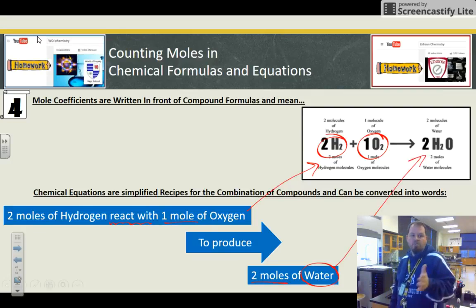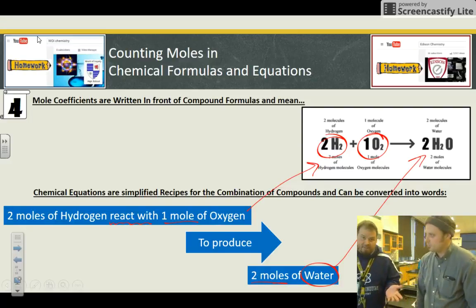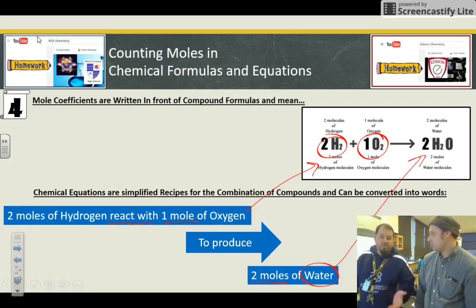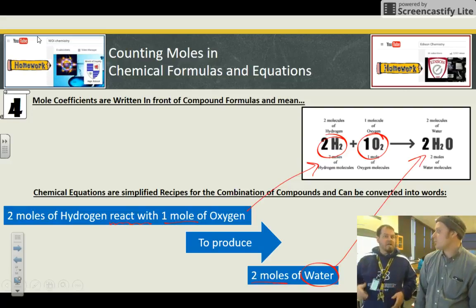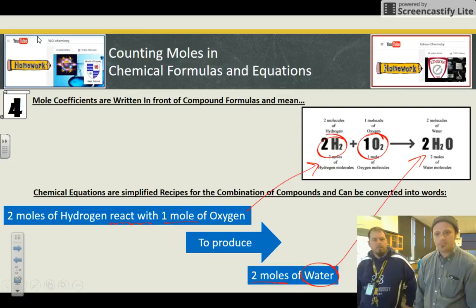But notice the moles. 2 to 1 react to get 2. They don't necessarily add up. I have 3 moles on the reactant side and 2 moles on the product side. Those numbers don't have to jive. What has to jive is the number of atoms. We'll get to that in a later video, with balancing.